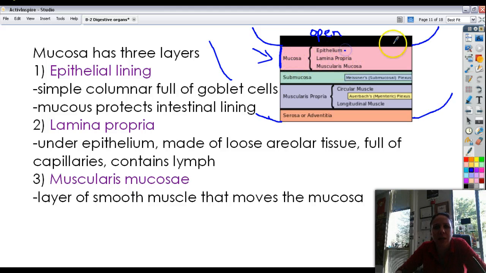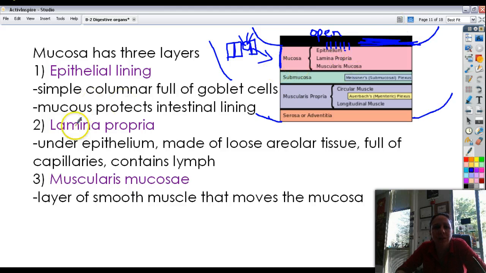We have the top one, which is the epithelium, and we already know the epithelium lines things, and it makes sense. So we have epithelial, which is made out of simple columnar. Remember, those are the big tall ones like this? Simple columnar, and it's got goblet cells in between, because remember, goblet cells like to make mucus. So we got lots of goblet cells in this outer layer. So goblet, goblet, goblet, goblet, like that. And the mucus that it produces protects your intestinal lining. So we have a nice little layer of mucus like this.